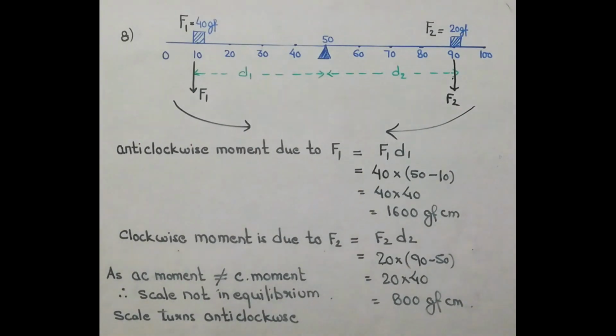Now, here the anti-clockwise moment is greater. Now they are saying how can this scale be brought in equilibrium by using a third force. See, the question says how can the rule be brought in equilibrium by using an additional weight of 40 gf. You have been given an additional weight of 40 gf and you have to find how this weight can be used to get the scale in equilibrium.